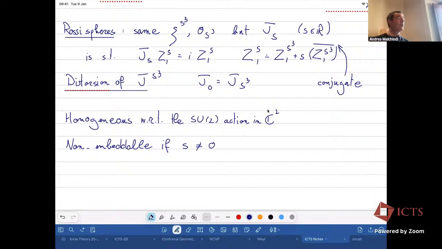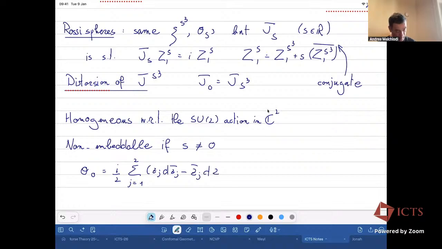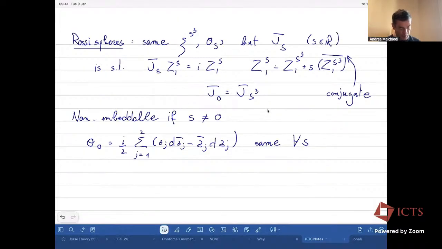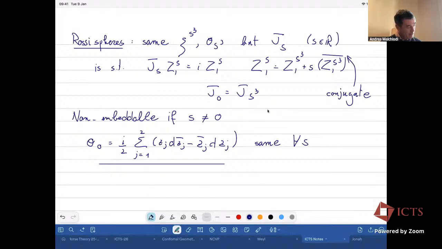So you keep the same contact plane and the same contact form. Theta 0 is i over 2 times the sum for j running from 1 to 2 of zj dzj bar minus zj bar dzj. This stays the same for all values of S. Maybe let me recall some formulas here. The theorem we have is the following.